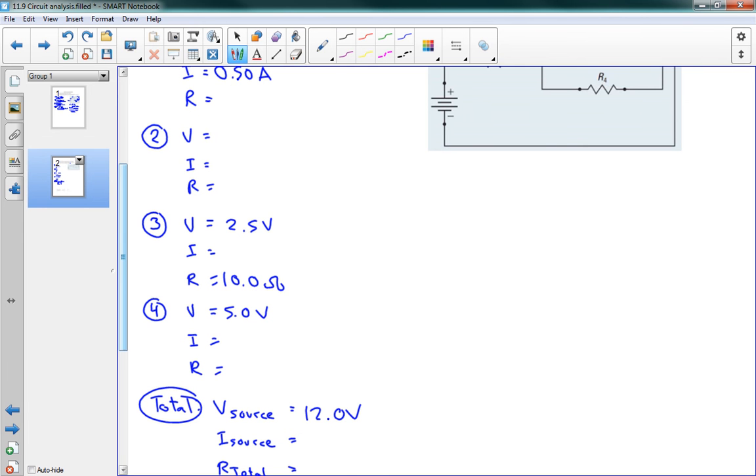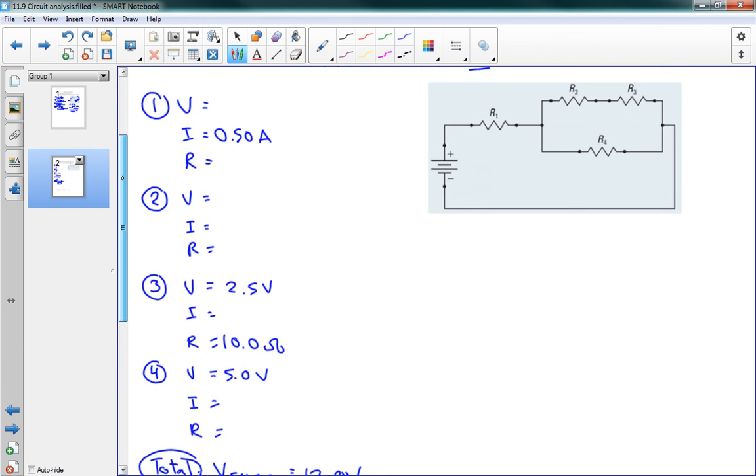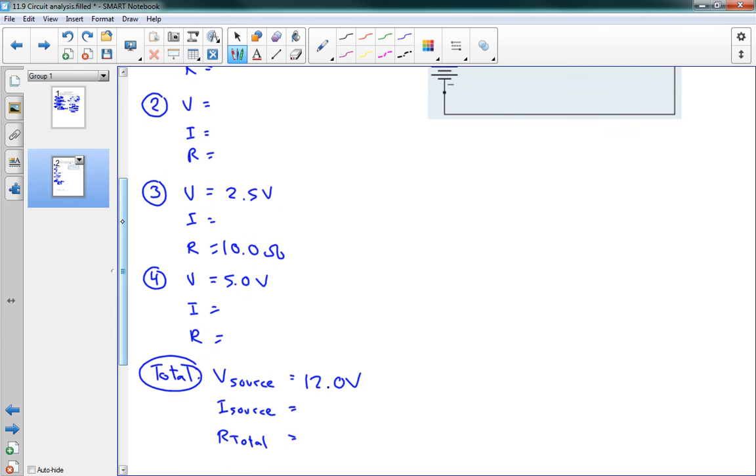Okay, there we go. So you can scan this pretty quickly and see things that can be filled in right away. So I can see number 3 here, I can get the current of number 3 right away. So let's just do this. I is equal to V over R.